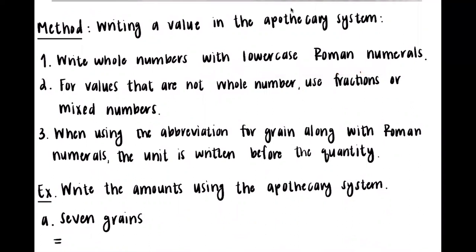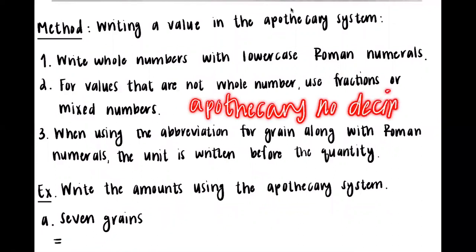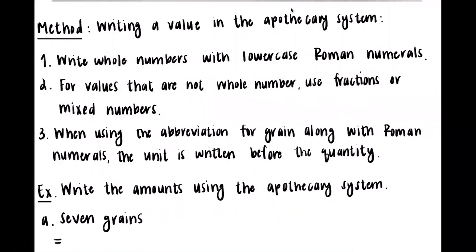The second rule is the apothecary system does not follow a decimal based system. So if there is any number that is not a whole number, like 1 and 3/4, a quarter of something, so on and so forth, that is where you will use fractions or mixed numbers. So with the apothecary system, no decimals. That's something to keep in mind. If you're going to show something and it's not a whole number, it must be written as a fraction or a mixed number.